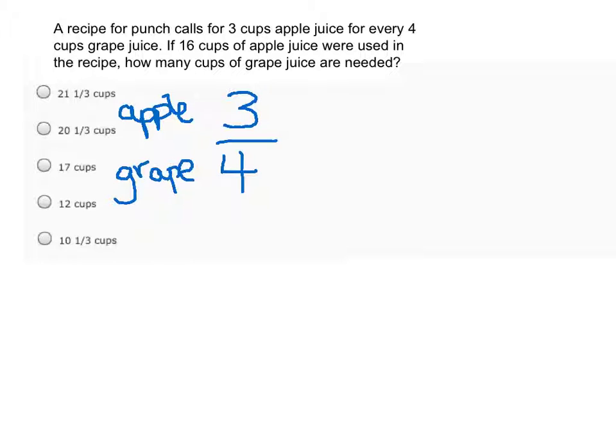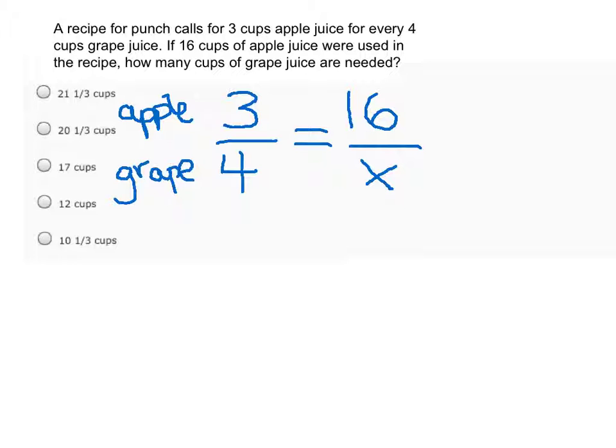Now, we want to set up and complete our proportion. So, since we have apple juice in the numerator on our left side of our proportion, we want to keep apple juice in the numerator on the right side of the proportion for comparing reasons. So, we know that in our recipe, we have 16 cups of apple juice, so the 16 will go in the numerator. However, we are trying to find how many cups of grape juice are needed, and since we don't know that, we'll represent that with our variable x.